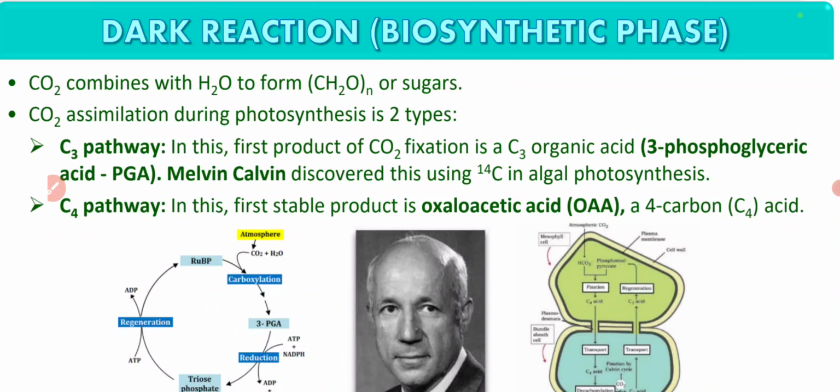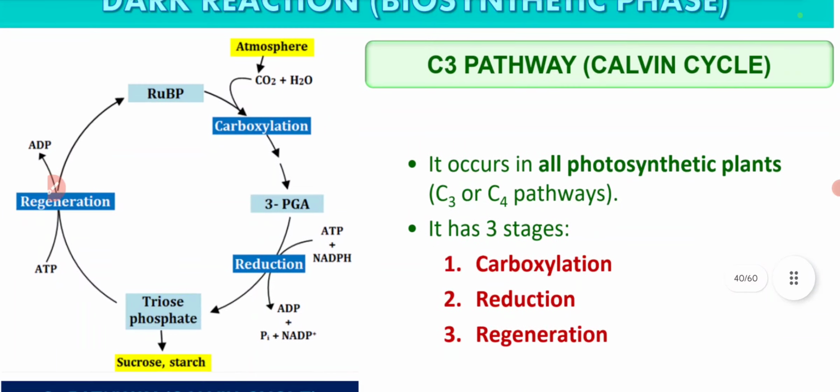First of all, C3 pathway. In this, the first product of CO2 fixation is a C3 organic acid, also called 3-phosphoglyceric acid or 3-PGA. Melvin Calvin discovered this using radioactive C14 in algal photosynthesis. C4 pathway: in this, the first stable product is oxaloacetic acid, OAA, a 4-carbon C4 acid. First of all, C3 pathway or Calvin cycle. It occurs in all photosynthetic plants, C3 or C4. It has 3 stages: carboxylation, reduction and regeneration.